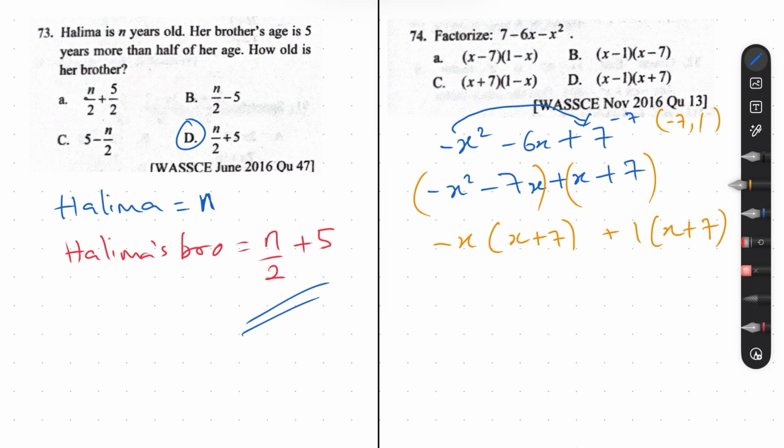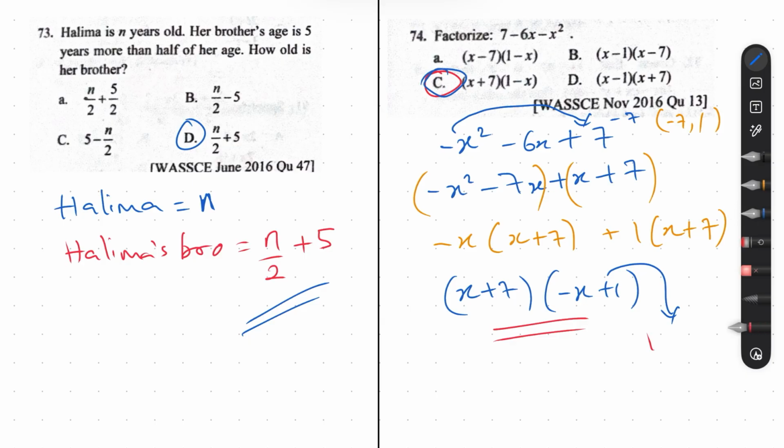So what is common here? X plus 7 is common, so we can factor that out. X plus 7 out. Then in the bracket we have negative x plus 1. So that is our answer. Do you have that? X plus 7, negative x plus 1? Yes, it's the same as C. C is the same as our answer, because we can rewrite this to look like 1 minus x. Negative x plus 1 is the same as this. Cool. So that's our answer.